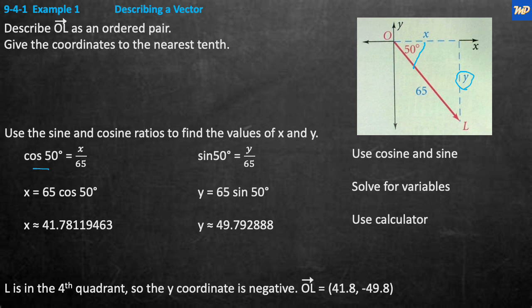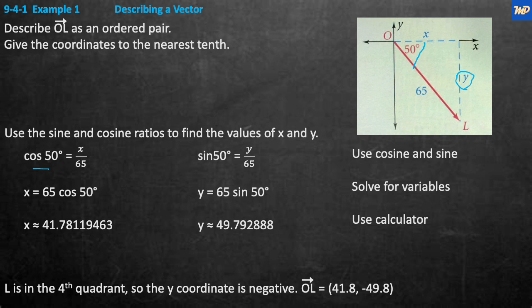So when you're solving the cosine of 50, you're going to solve for x. So x is equal to 65 times the cosine of 50. x is approximately equal to 41.78119463. Okay, units, whatever those units are. As for the y value, it's the sine of 50 equals y over 65. So we move the 65 over, so y is equal to 65 times the sine of 50 degrees, which is approximately 49.792888. Okay, you use the calculators to actually get the sine and cosine value and then do that multiply.